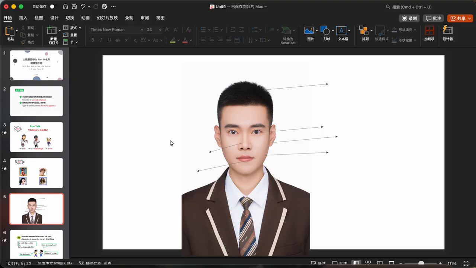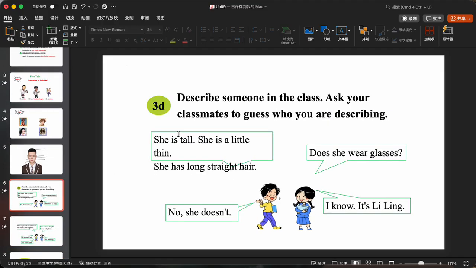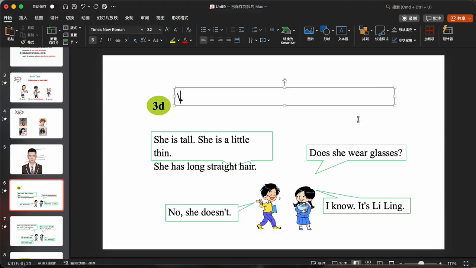So here I'm going to introduce a new activity where I want students to describe my appearance, describe my hair, the organs of my face. So I think that can apply the image principle. And then you can see here, I will describe someone in my class and ask the classmates to guess who I am describing. And here I will delete the question and I will talk about it.